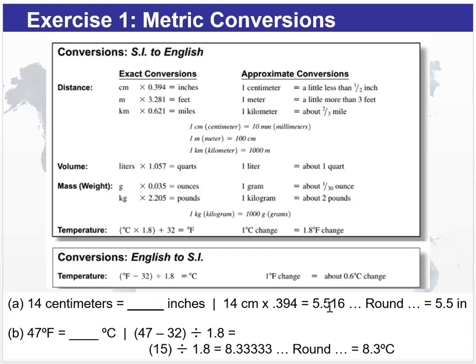What's also important when you are selecting the answers for your practice and your graded exams is that we are going to be rounding to the nearest tenth. Every answer is going to be rounded to the nearest tenth unless specified otherwise. So the correct answer for A is that 14 centimeters is going to equal 5.5 inches.